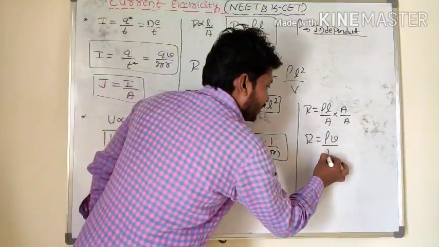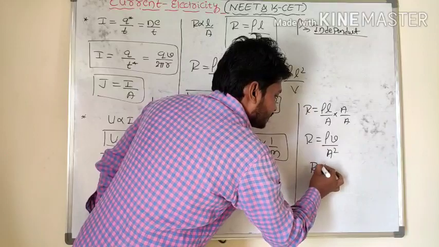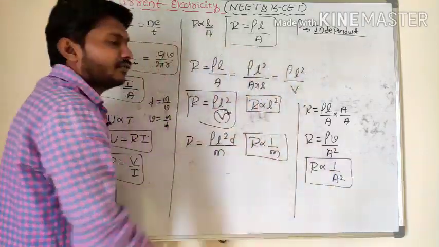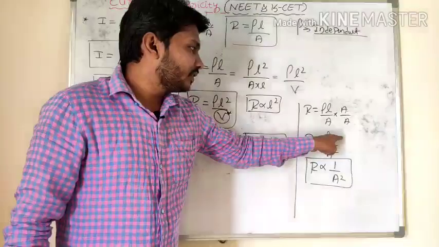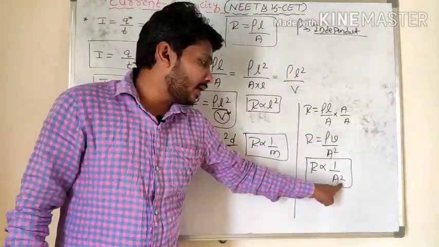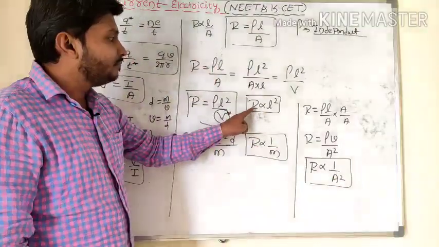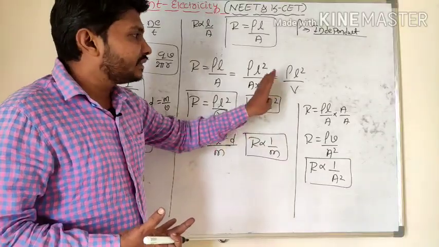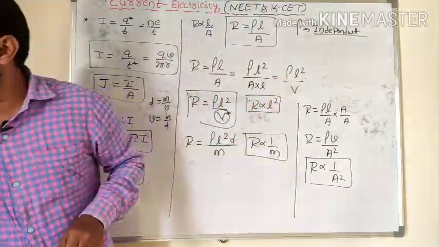Volume divided by A square here. Resistance is inversely proportional to the square of its area. So for constant volume, resistance is inversely proportional to the square of the area. For constant volume, resistance is directly proportional to the square of its length. I will consider this here. Hope you are understanding this point.